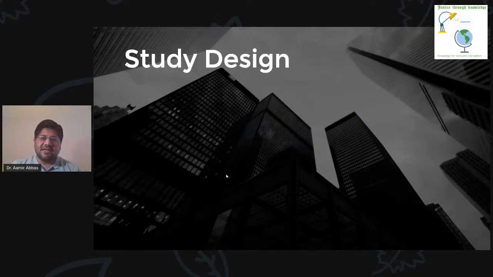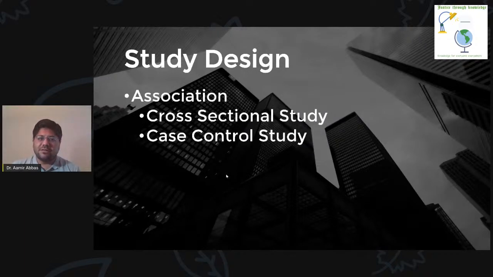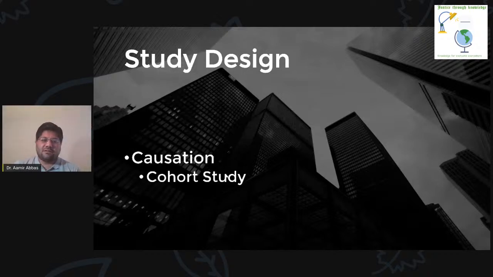There are some study design implications of these two terms. When we use the word association in the stem of our research question, we are limited to a couple of study designs, which are the cross-sectional study and the case control study. We're going to talk about that in future sessions, what these different study designs are. But if we want to study causation, or the causal link between exposure and outcome, then we have to stick to the cohort study.